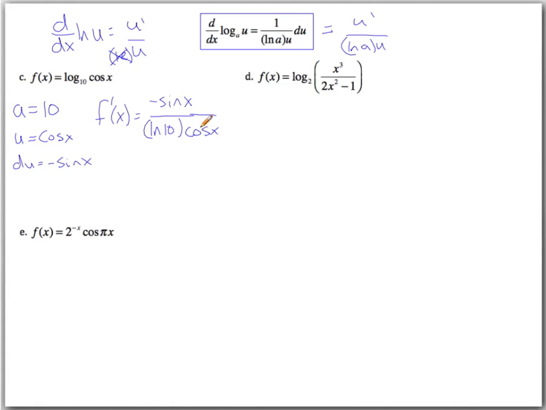Now in this case, if you have a sine x over cosine x, we might want to change that to tangent x. So we could rewrite this as the negative tangent x over natural log of 10.